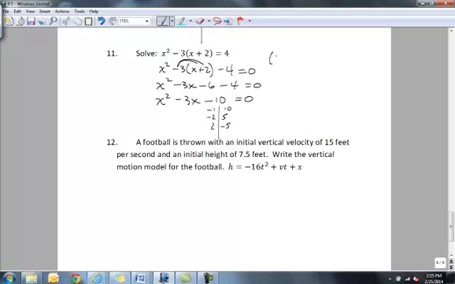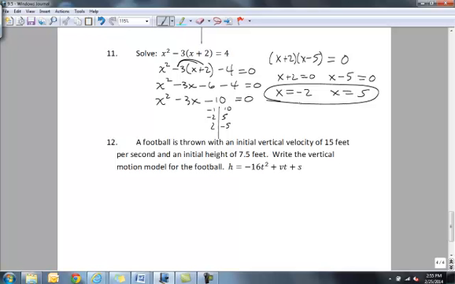So we rewrite like this. X plus 2, x minus 5 equals 0. Zero product property, and we solve. X equals negative 2, x equals 5. Okay, last one before we hop back up to number 1.